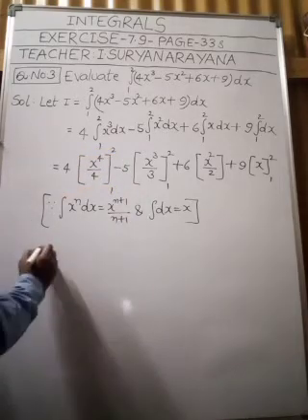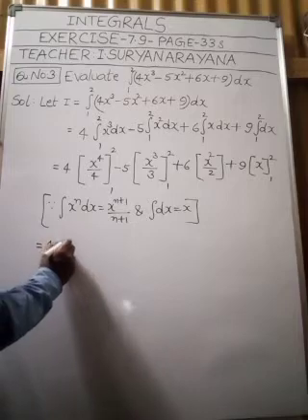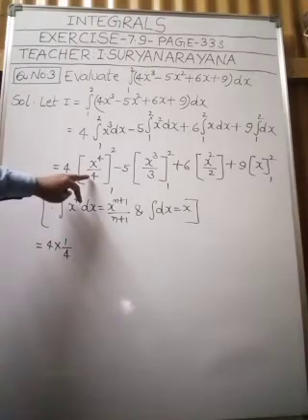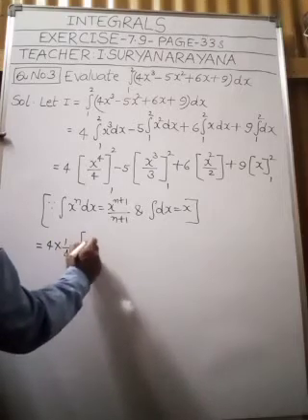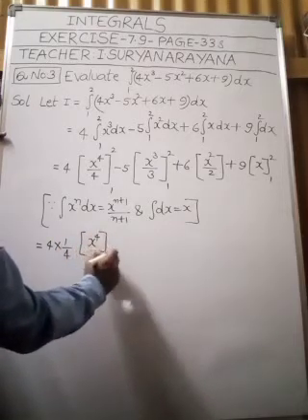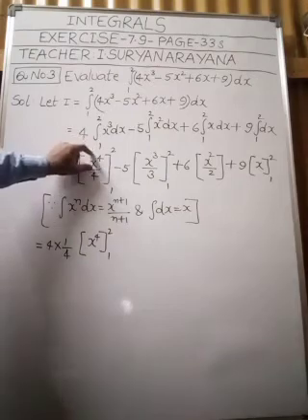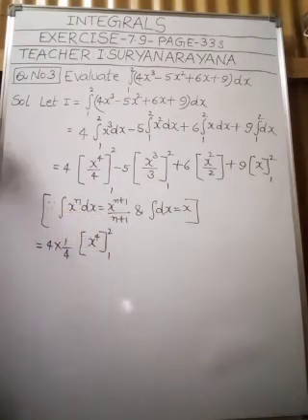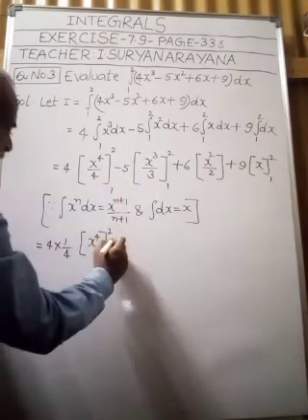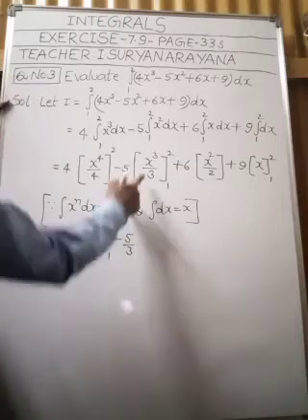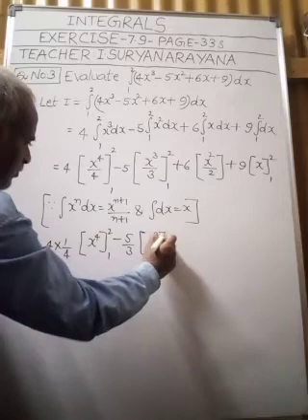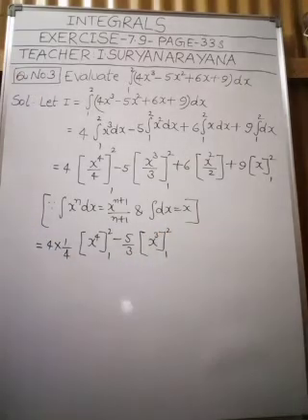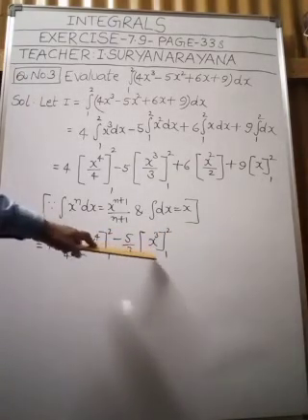4 into, here 1 by 4. 1 by 4 is a numerical coefficient. We can write it outside. Previously also I told you. x power 4, 1 to 2. For the remaining function, we write the limits. Similarly here, minus 5 by 3. 1 by 3 is a numerical coefficient. We can write it outside. x cube. Understood this term?